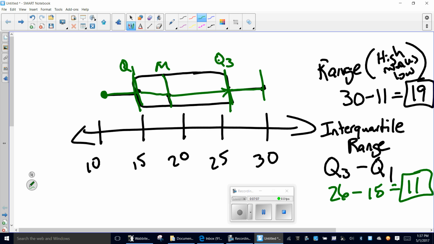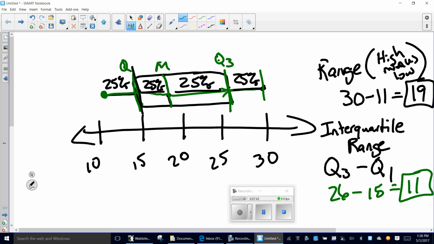I might say, what percent of the data is greater than 15? 75. Very good. 75%. Remember, it splits it into 4 equal pieces, which means 25% is here, 25% is here, 25% is here, and 25% is there. So if I said what percent's greater than 15, well, here's 15. So there's 25, 25, and 25, which would be 75%.